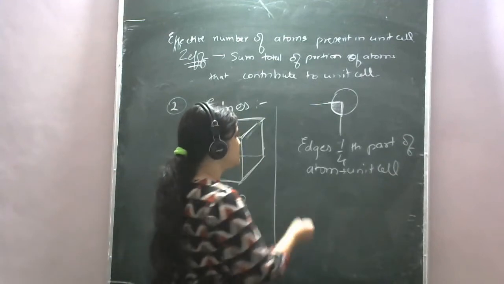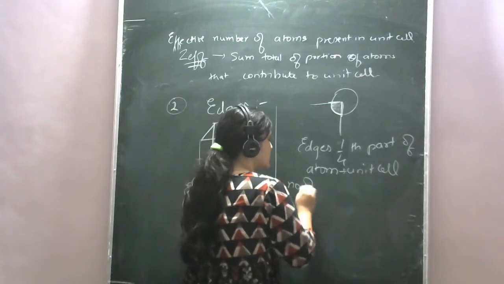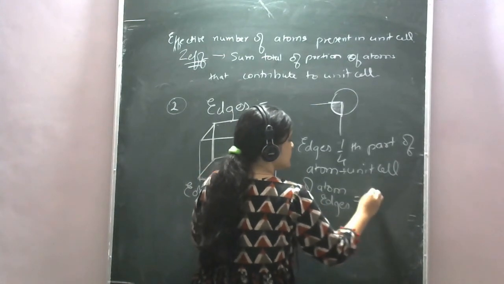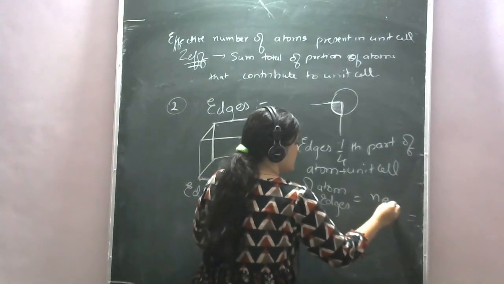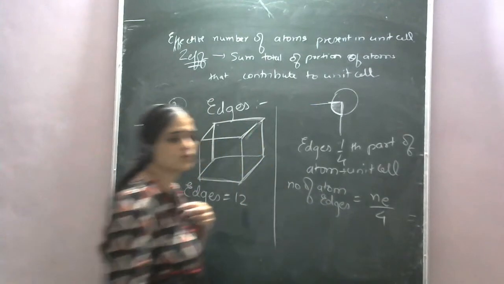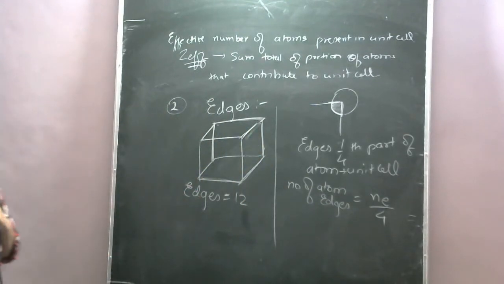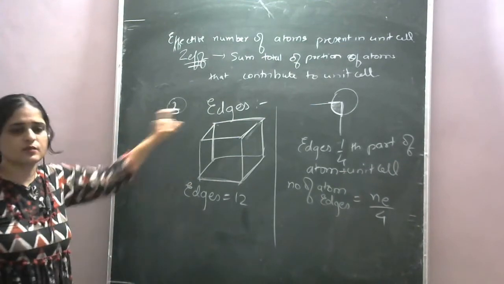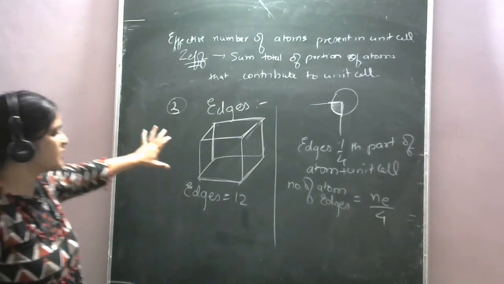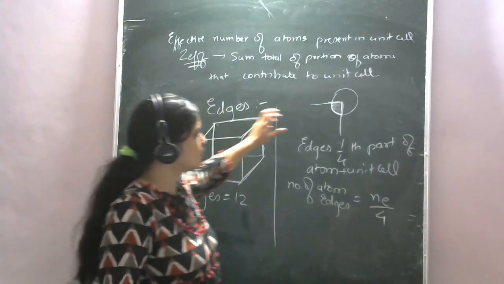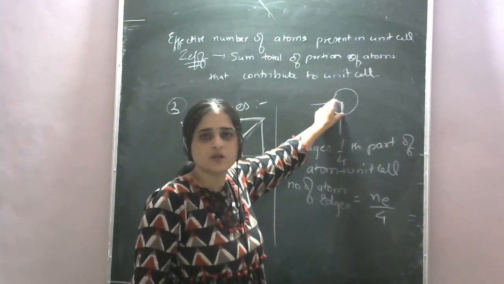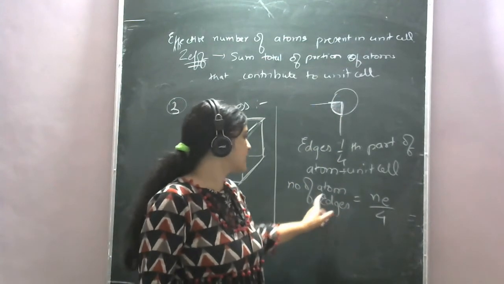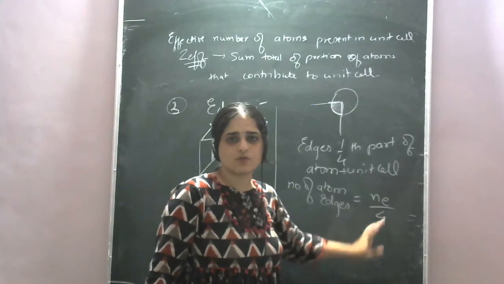Okay. So you can simply say that the number of the atoms at the edges will be given by the formula Ne by 4. So the formula will be what? Ne by 4. So this is the third point we are discussing, that is about the edges, right? Only 1/4 part of the atom which is present at the edge is a part of that unit cell. Therefore, the number of atoms at the edges will be given by the formula Ne by 4.